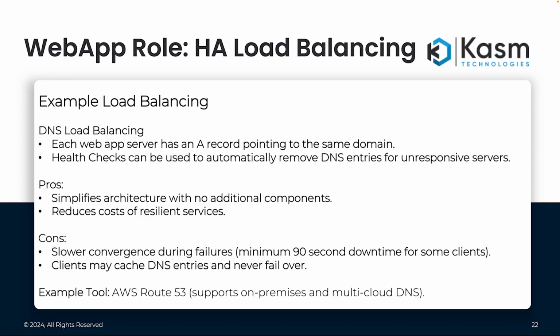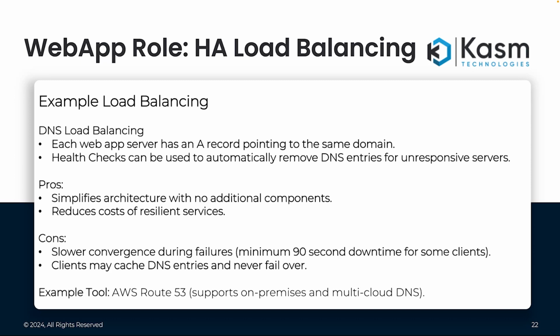The second way would be DNS load balancing, where every web app server has an A record pointing to the same domain. Health checks, again, can be used to automatically remove DNS entries for unresponsive servers. Pros are pretty simple: no additional components really required here. It reduces the cost for resilient services. The big con is twofold. It's slower convergence in the event of a failover, which could be 90 seconds or more for some clients. Also, clients in general might actually cache the DNS entries and then never fail over. A prime example of this would be AWS Route 53.